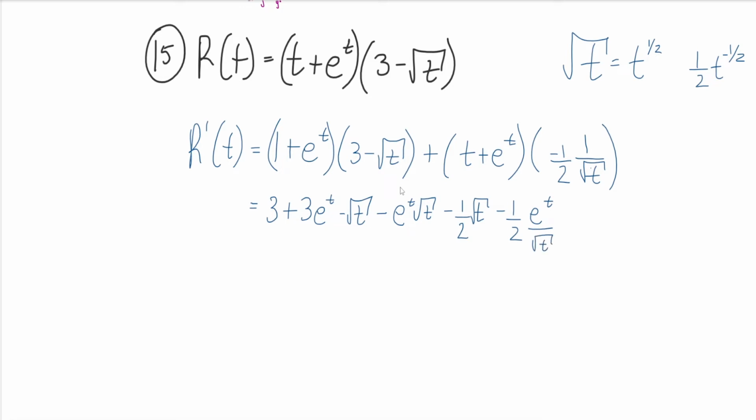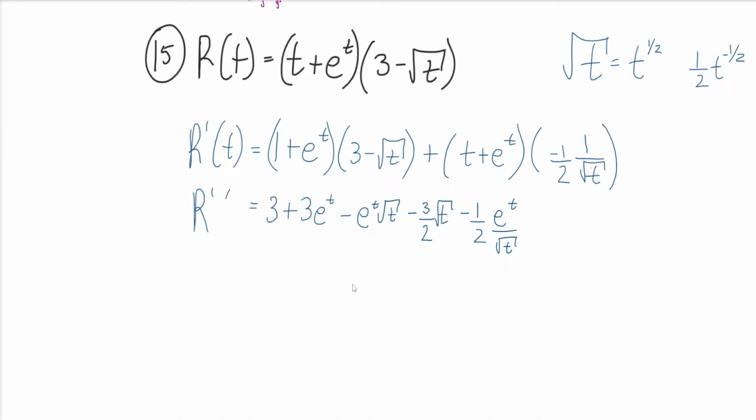Boom. I don't think anything can be brought together. Maybe those two can, right? So then it's just negative 3 over 2t. All right. Boom, baby. Is that right? Yeah. Okay. So that is r prime of t.